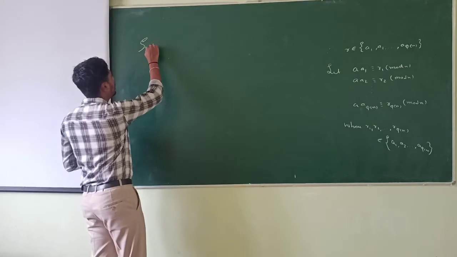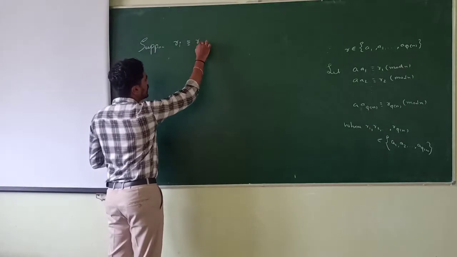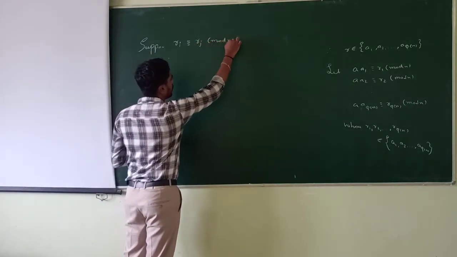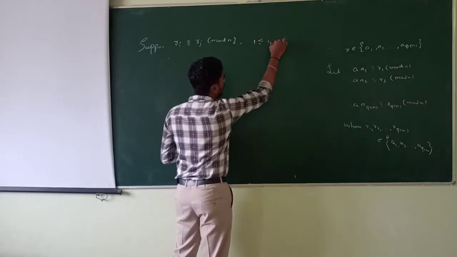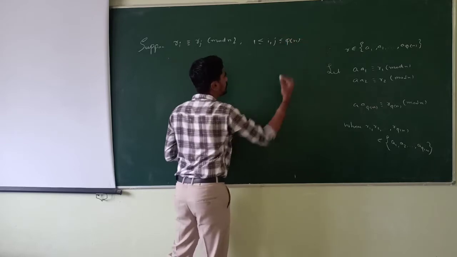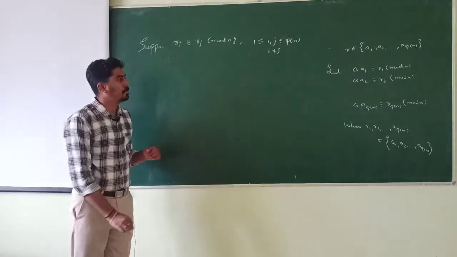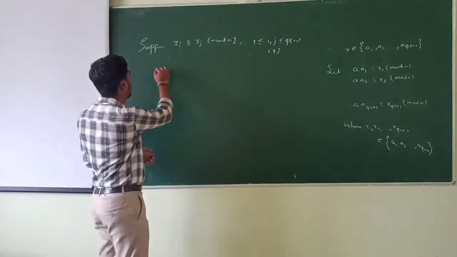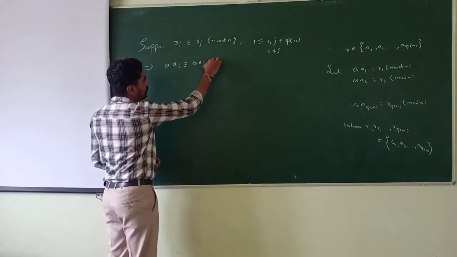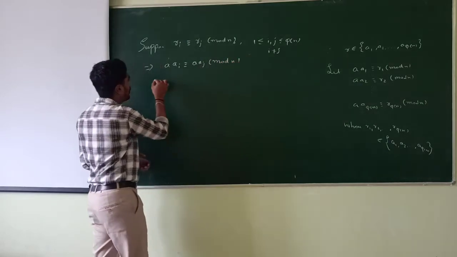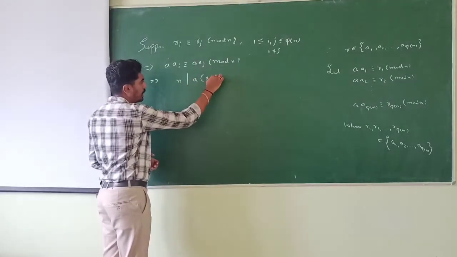Suppose ri is congruent to rj modulo n, where i and j are greater than or equal to 1 and less than or equal to phi n, and i not equal to j. Then by this we have a times ai is congruent to a times aj modulo n. By the definition of congruence, we have n divides a times (ai minus aj).